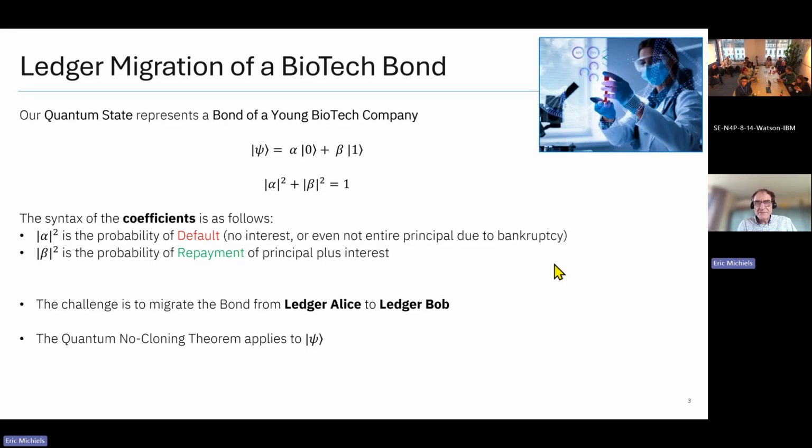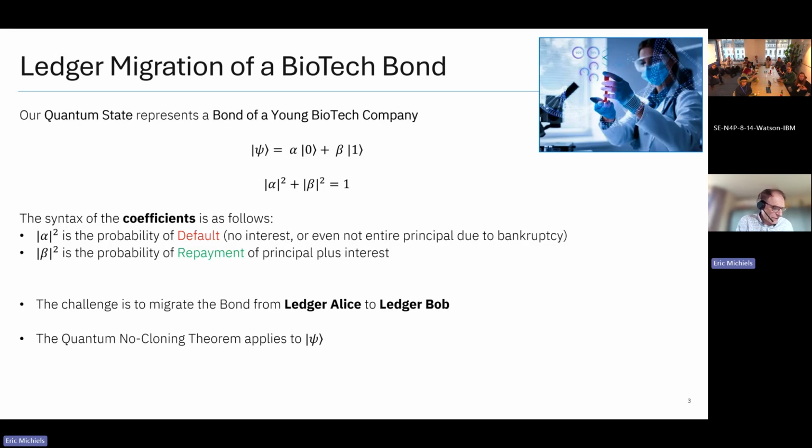I will start with the first thing, which I have called a migration of a bond, a biotech bond, but that can be any bond in any industry. Of course, I start here by representing a quantum state. As you know, a quantum state is a linear combination of a ground state and an excited state. So you have here alpha ket 0 plus beta ket 1. And what we also see is that the sum of the squares of the coefficients is equal to 1.